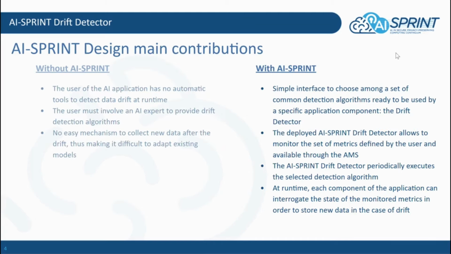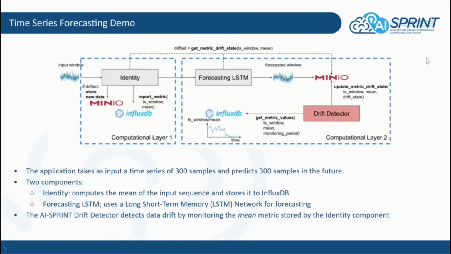Let's introduce the application that will be considered in the next demo. It consists of a time series forecasting application, which takes as input a time series of 300 samples and predicts 300 samples in the future. It is composed by two components: the identity component, which computes the mean of the input sequence and stores it to the InfluxDB, and the forecasting LSTM, which is a component using a long short-term memory network for forecasting. The AI Sprint Drift Detector detects data drift by monitoring the mean metric stored by the identity component.